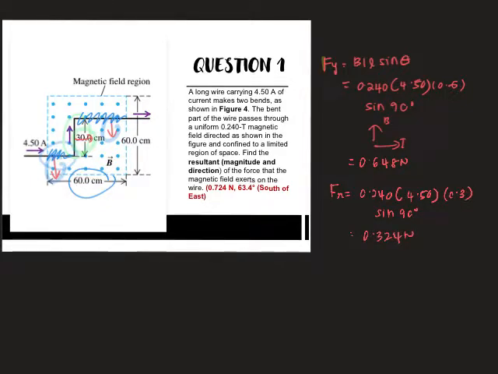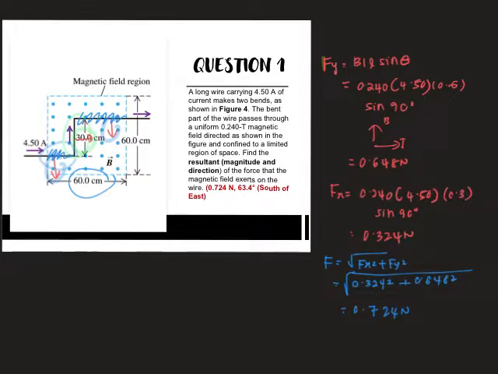Because we need to find the magnitude and direction, we need to use the Pythagorean theorem, which means we find F, which is the square root of Fx squared plus Fy squared. That is 0.324 squared plus 0.648 squared, square root everything, and you are going to get 0.724 Newton.